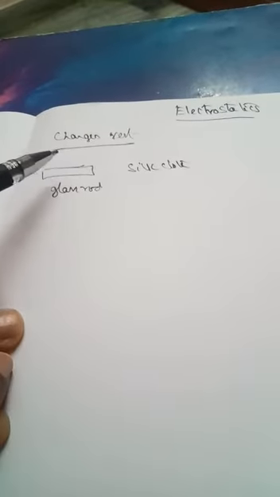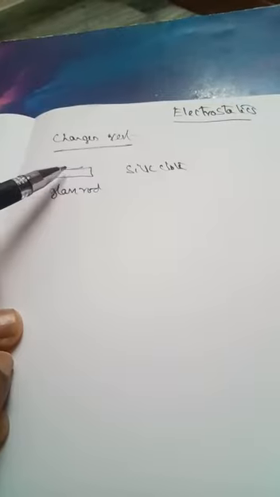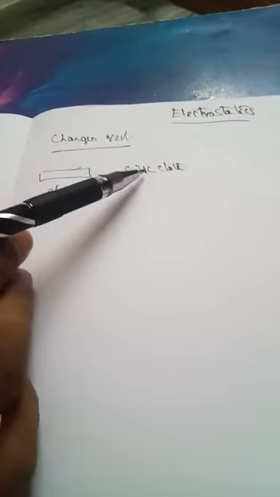Suppose you take a glass rod with a silk cloth. Suppose I start rubbing. When I start rubbing the glass rod in this way with the silk cloth, then due to friction, heat will be developed on this glass rod, and the glass rod is going to lose some of its electrons present in the outermost orbits. These electrons will be transferred from the glass rod to the silk cloth.